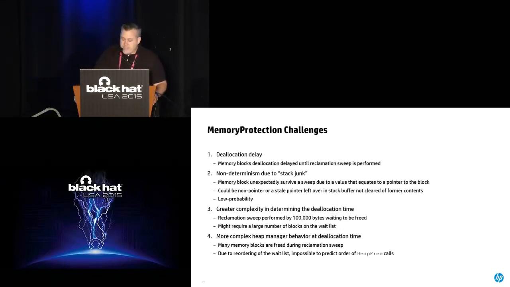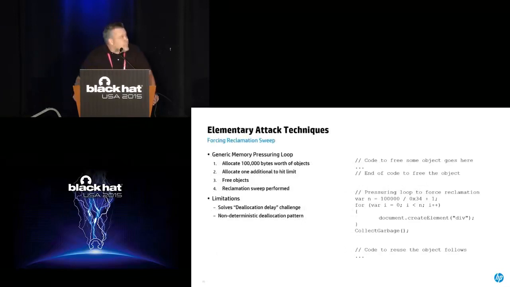There's also complexity in determining the deallocation time due to the large number of blocks that could be on the waitlist. And there's also complexity in the heap manager behavior due to the reordering of the waitlist that occurs, making it harder to predict the order in which the deallocations are going to occur. So what kind of attack techniques can we come up with to defeat all of those challenges for the cases of use after frees where the references don't exist?